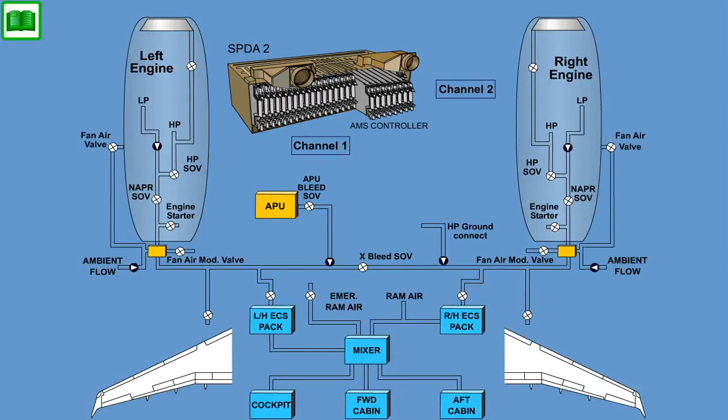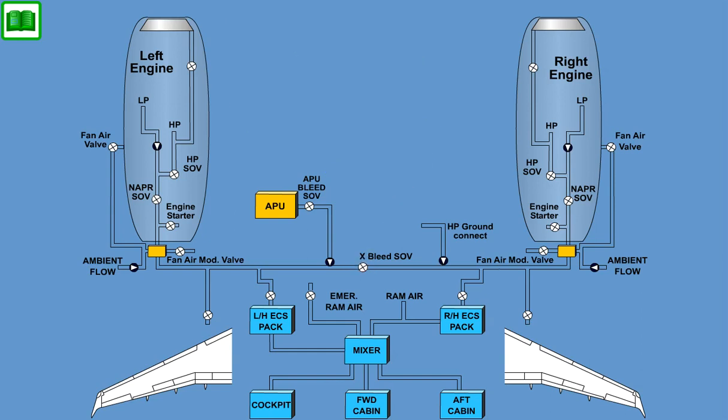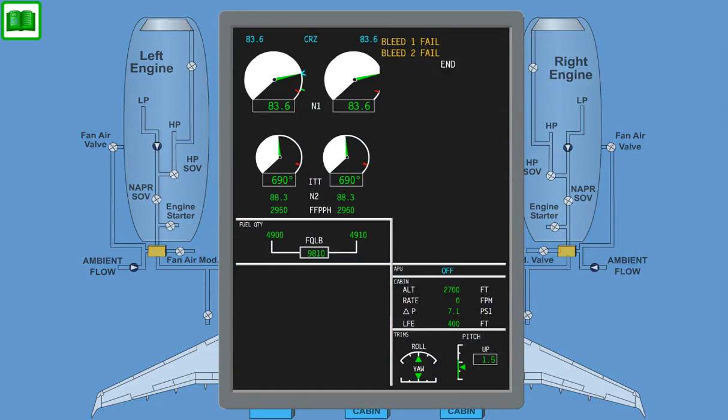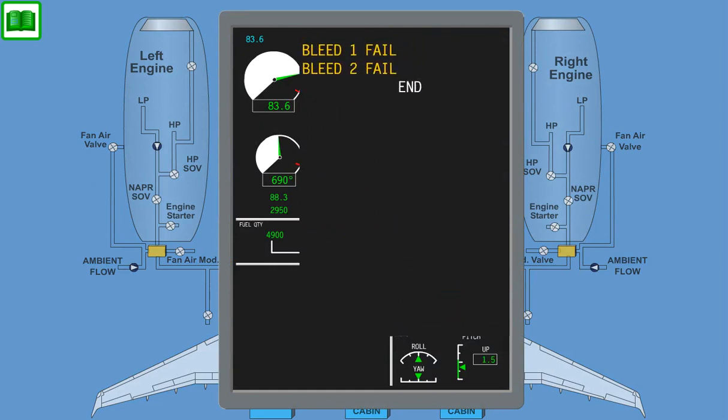As a built-in test function, 2 minutes after landing, the left AMS controller channel commands the crossbleed valve open and closed. The right AMS controller then commands the crossbleed valve open and closed. Whenever either side, left or right bleed, is disabled, a message is transmitted to the ICAS to indicate that the airplane altitude must not exceed 31,000 feet.